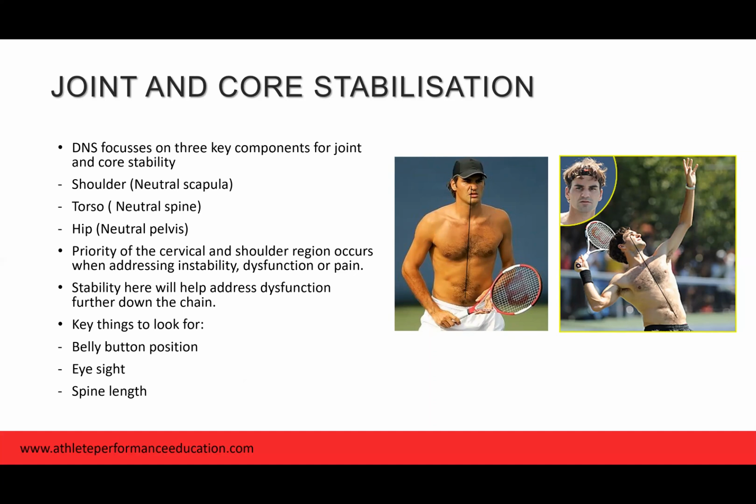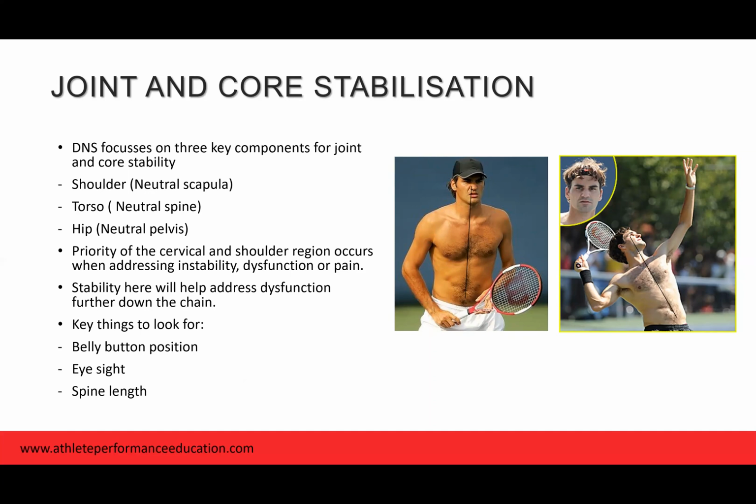The key things we want to look for with this is where the belly button is positioned. So is it more to the left side or the right side? We want it ideally in the middle. Where does that relate to the eyesight? So you can see on these pictures of Roger Federer, I am a huge Roger Federer fan, but that's not the only reason for the topless photos, is we can see that his eyesight and his belly button line are really quite symmetrical. And that's a really key thing, is that they remain in line. And that's going to ensure that the spinal alignment stays really, really tidy. And that's also going to help achieve spinal length.